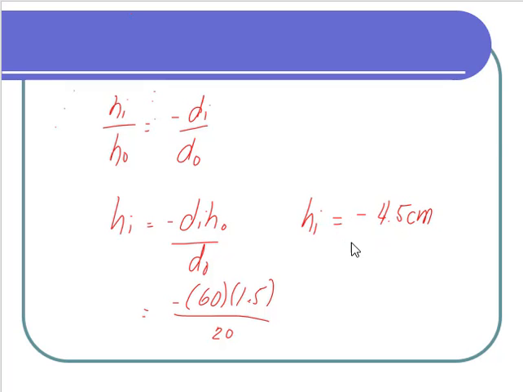Now you have here the height of the image is negative 4.5 centimeters, so that means that the image is inverted. If it's inverted, therefore you have a real image. Okay? So that will be the end of our discussion on mirrors. Next meeting, we will be having a discussion on lenses. And then we'll have a seat work.